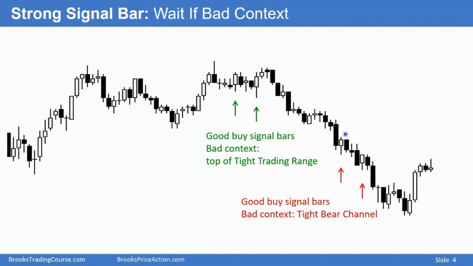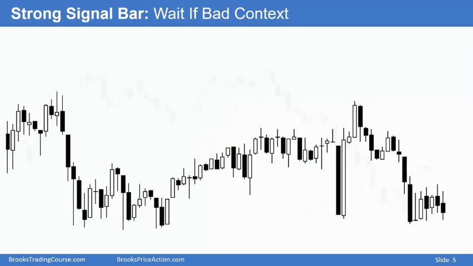Therefore, any reversal, if it reverses at all, will probably be minor. Traders should only be looking to sell, not looking to buy. The context is bad, so a signal bar alone is not a reason to take a trade.